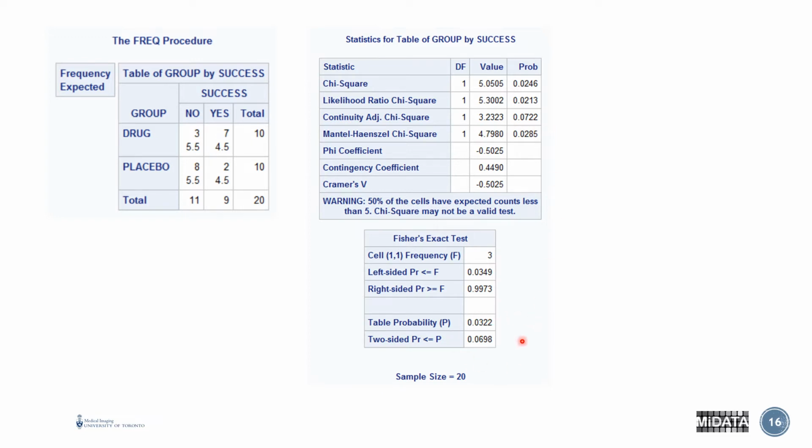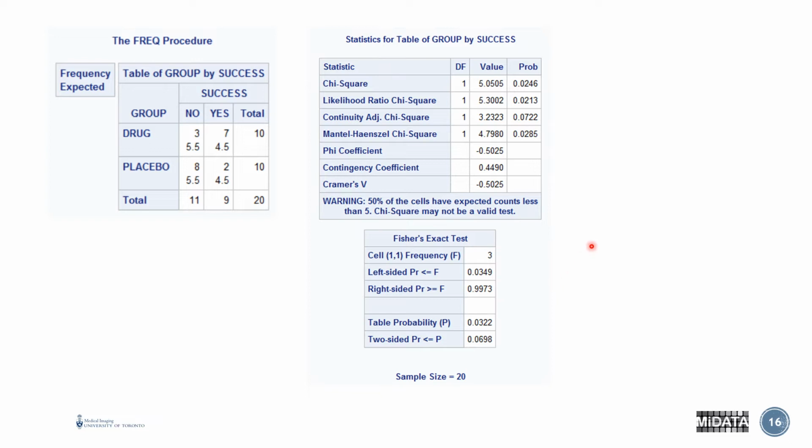And finally, if we were to calculate the exact p-value based on table probabilities, we end up with a two-sided probability of 0.0698. Now you're going to say, wow, why so many different ways of doing this? Well, I've explained earlier that these are building blocks that we need in order to do more complicated and robust analyses that we're going to cover shortly.